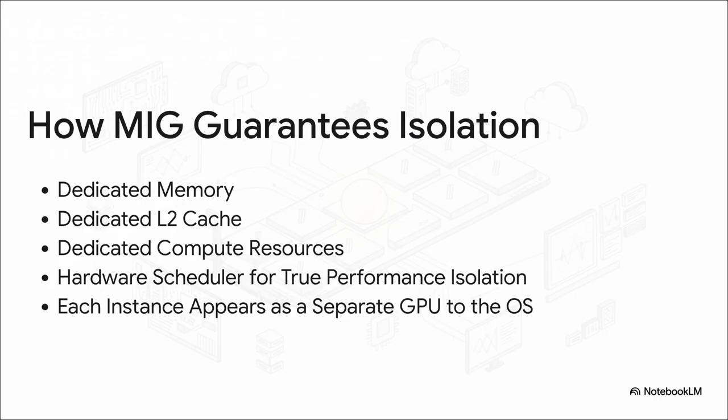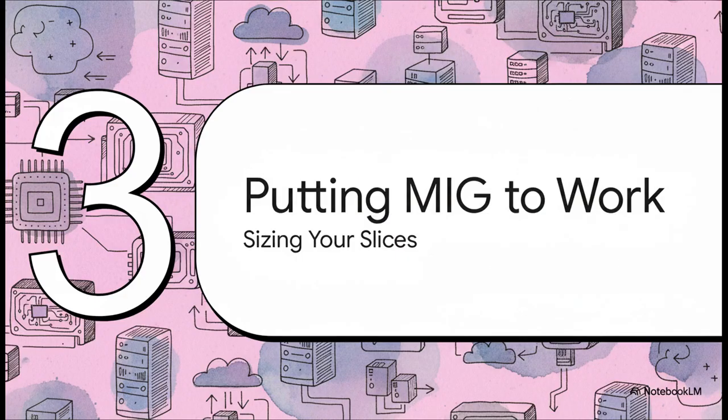So how does MIG pull off this incredible isolation? Well, it dedicates actual hardware. Each little instance gets its own chunk of memory, its own L2 cache, and its own compute resources. There's a hardware scheduler that makes sure one instance's work can't possibly mess with another's. That's the secret sauce for truly predictable performance. Okay, so that's the theory. But how does this actually play out when you're building and running real applications?